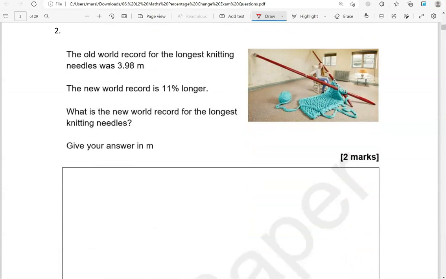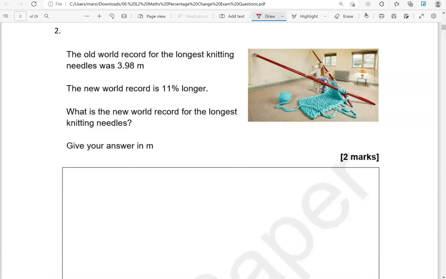The old world record for the longest knitting needles was 3.98 meters. The new world record is 11% longer. What is the new world record for the longest knitting needles? Give your answer in meters.